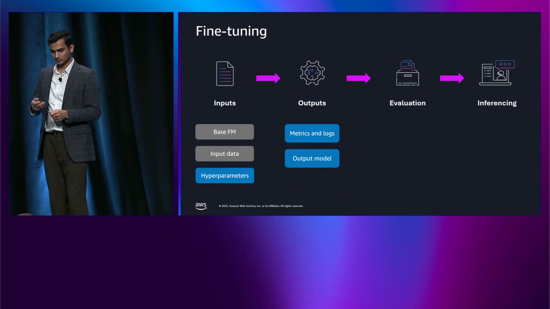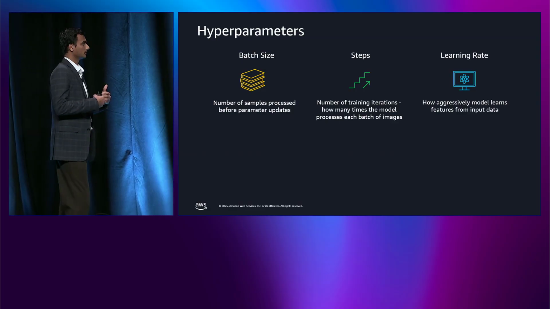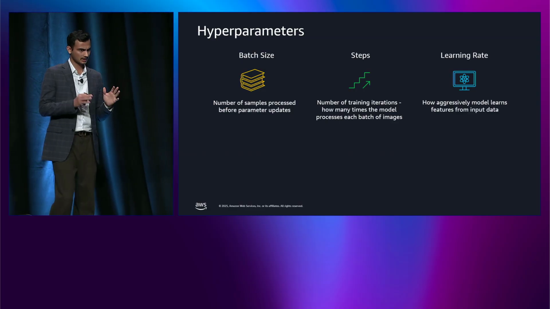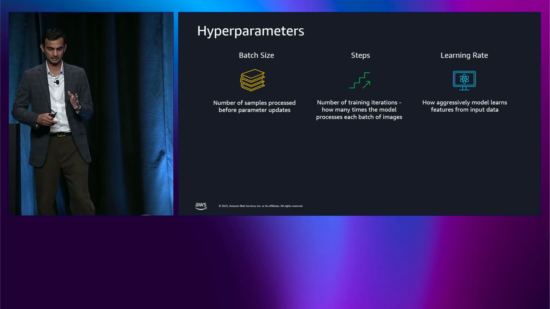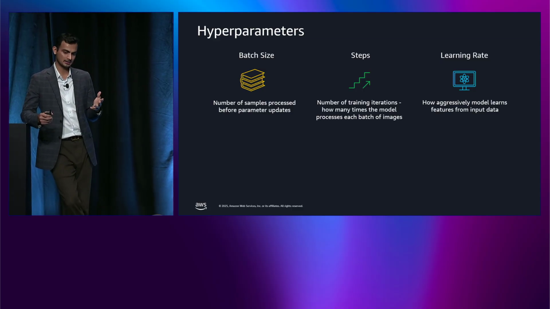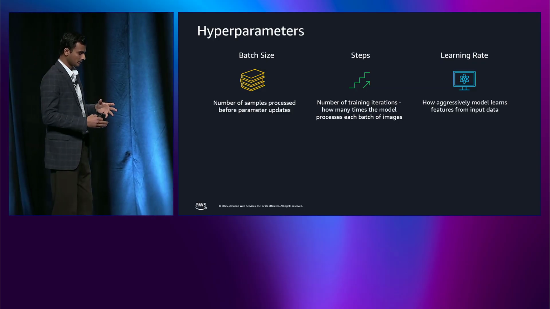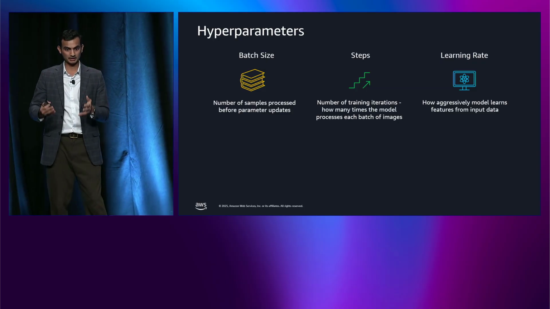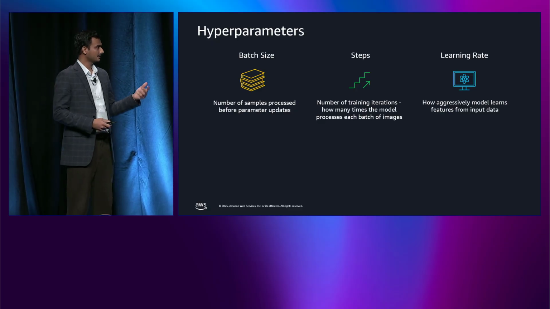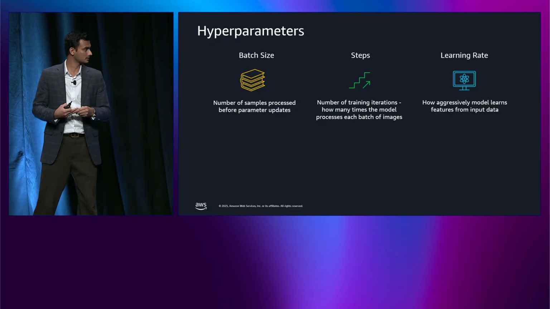So we talked about the input data, we talked about the model. Let's talk about another key part of training: hyperparameters. There are 3 hyperparameters that you have to use with Bedrock fine-tuning. The first one is batch size, which essentially means how many samples the model will see before it adjusts its parameters, right? Adjusts its understanding. The second is steps, also known as epochs in some of the other model training processes.